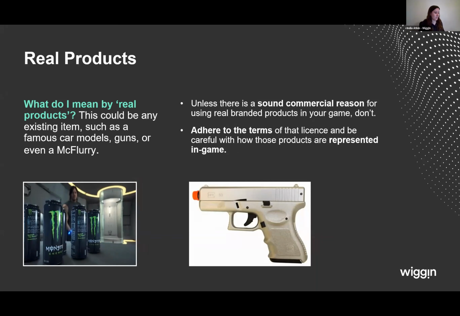For example, on the right-hand side, you can see a gun. This is made by the manufacturer Glock. They're pretty well known for being very litigious. They had 11 trademark infringement suits against 20 companies over the last 15 years. So they're very keen to protect their IP. Despite this, you do see product placement in games.